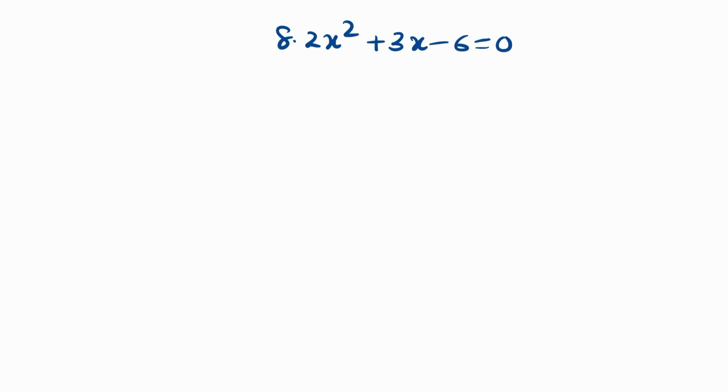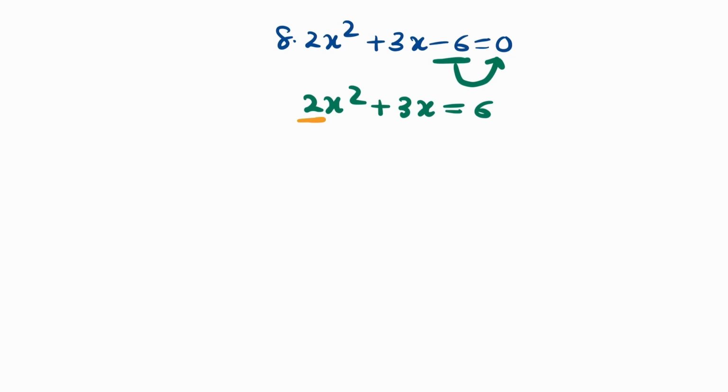So in order to apply completing the square method, what do we have to do? Take all the non-x terms to the other side of the equation. We can take minus 6 to the other side of the equation as plus 6. 2x squared plus 3x equal to 6. Now what should we do? We should make sure that the coefficient of x squared is 1, or that there is nothing in front of x squared. But here there is a 2 in front of x squared. So what should we do? We should get rid of that 2.